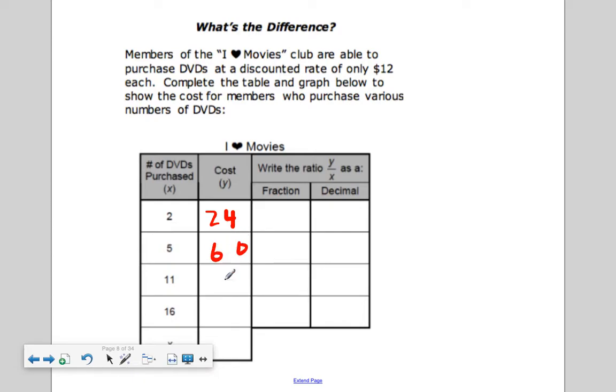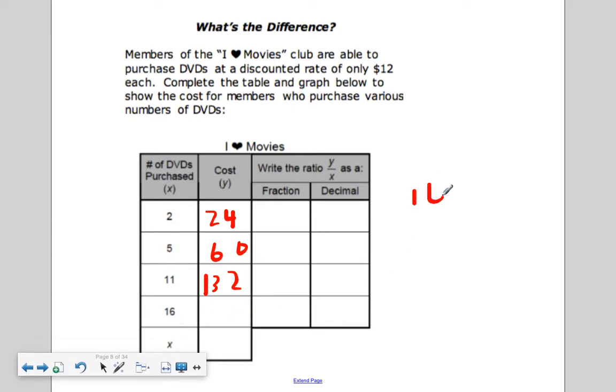If I buy 11 DVDs, well, 10 of them I know will cost $120. So 12 more, that'll be 132. If I buy 16 DVDs, I guess I'm going to have to multiply it. So I buy 16 DVDs, each one costs $12. That's 12, carry the 1, that'd be 3. I'm done with the ones place, so I'll put a placeholder here. 6 and 1. So that's $192.